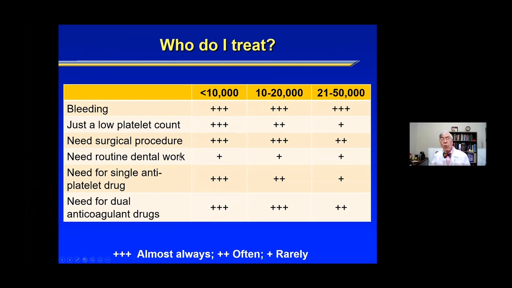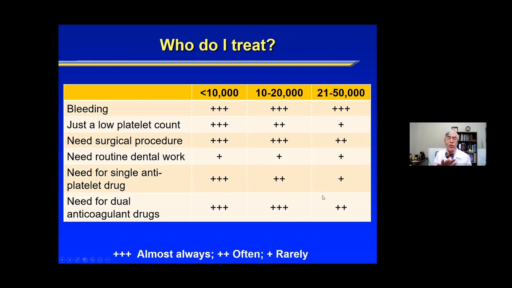For routine dental work, such as dental cleaning, I don't care what your platelet count is, nor does my dentist, and so we pretty much don't recommend or need therapy for that. If you need to be on a blood thinner, such as aspirin, I want your platelet count over 20,000. If you need to be on two blood thinners, such as aspirin and warfarin, I want your platelet count over 50,000.